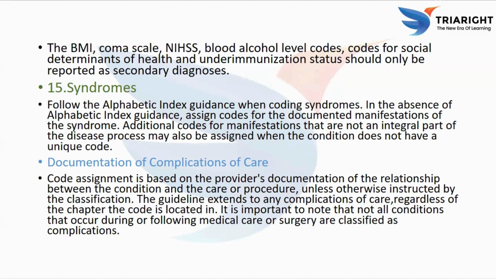So coming to syndromes. What is a syndrome? It's a group of symptoms that occur together, right? So how to code syndromes? You have to follow the alphabetical index in the ICD-10 book. Then if no specific code exists, you should code the individual symptoms or manifestations that are documented. If the syndrome includes additional unrelated symptoms, then you have to assign extra codes for those too.